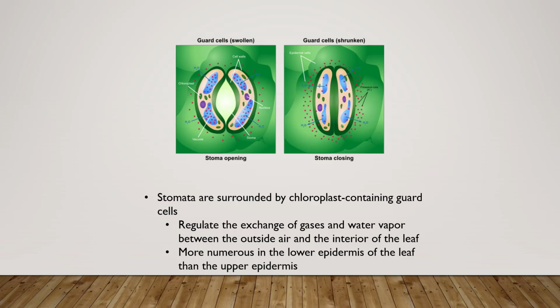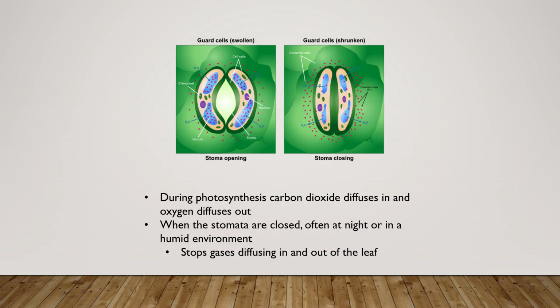Here we have the guard cells on the left. They're swollen and open so carbon dioxide can enter and water vapor and oxygen can leave. On the right we have shrunken guard cells, and they're closed to conserve water loss. Stoma is the singular of stomata.